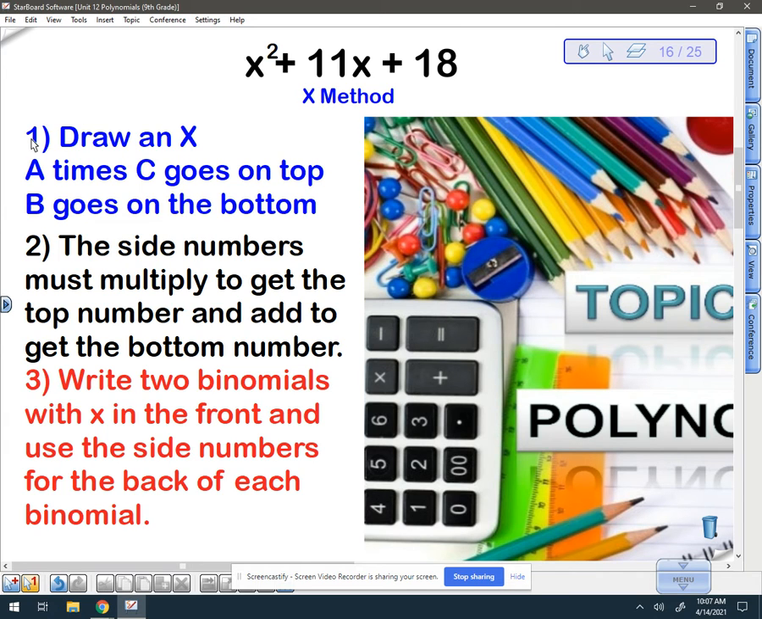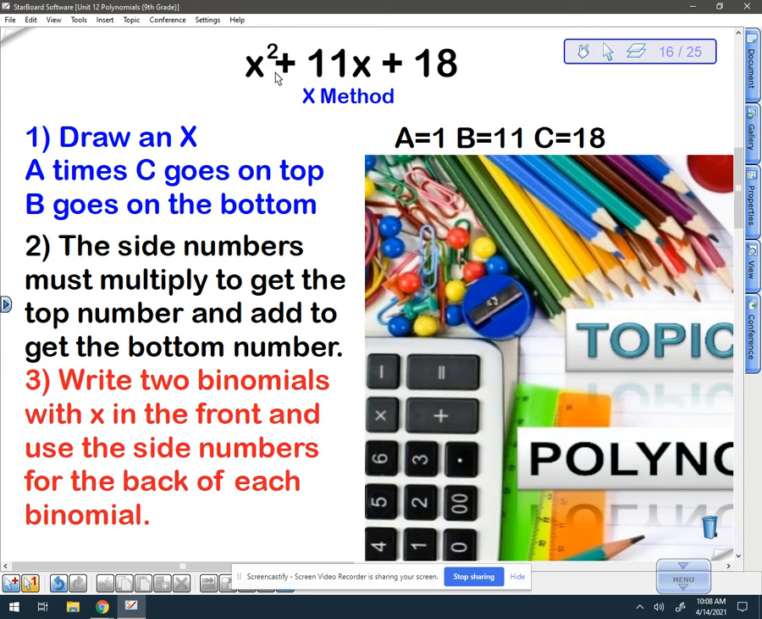First thing you do, number one, and like I said, you either take a picture of this or write this down so you have these steps for all of these problems. So the first thing, you draw an x. A times C goes on the top and B goes on the bottom. So remember, if you can't look at this and tell what's A, B, and C, then you're not going to be able to solve it. So that's why I just got done talking about how you need to make sure you can look at that and identify what is your A, what's your B, and what's your C. So let's take a look.